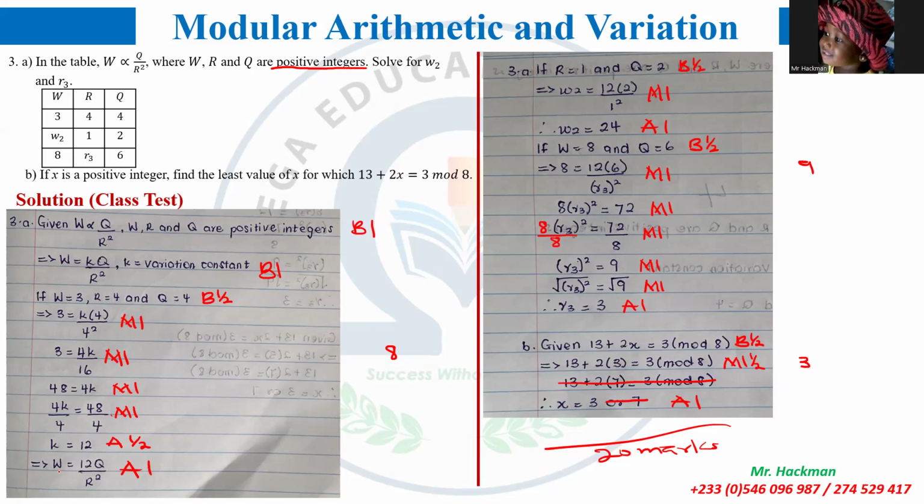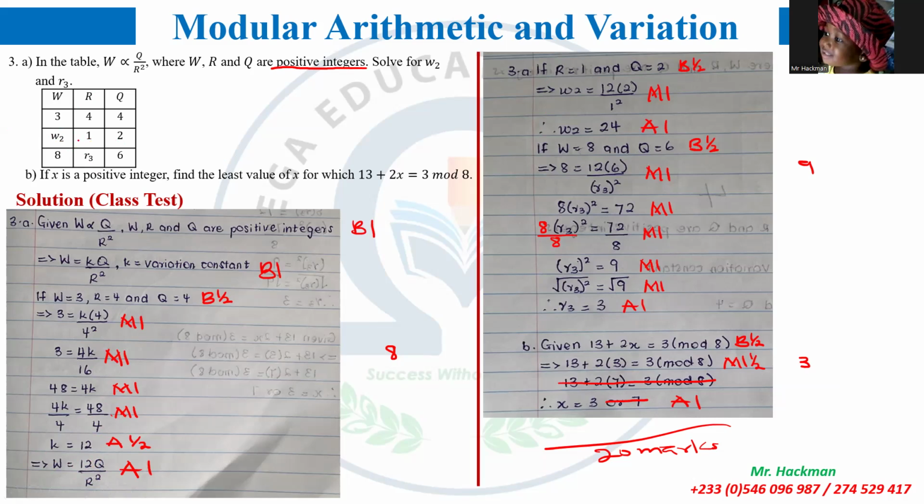So at this point, you are not asked to find a relation here directly, so you still cannot draw your conclusion. What you are doing here is still a means to an end. So this implies that W will be equal to K, which is 12, then Q over R squared. Now that we know this relation, we can find all the missing entries in the table.